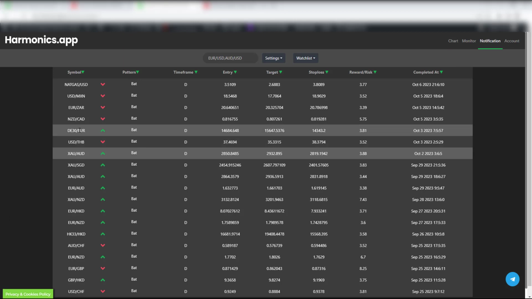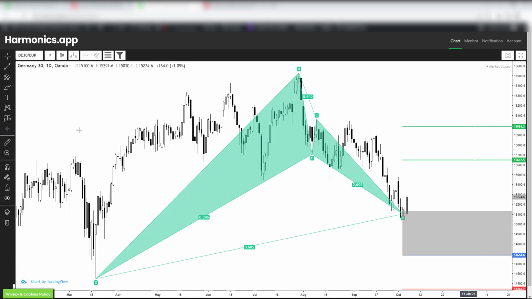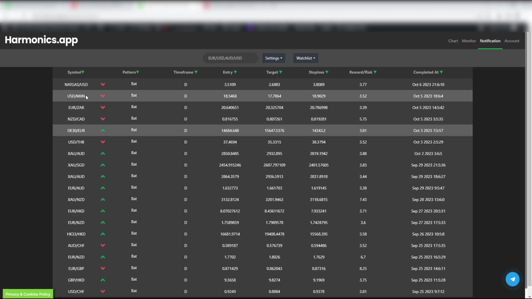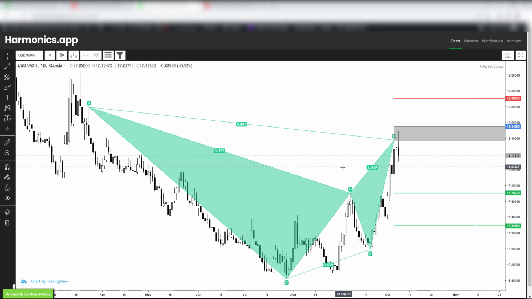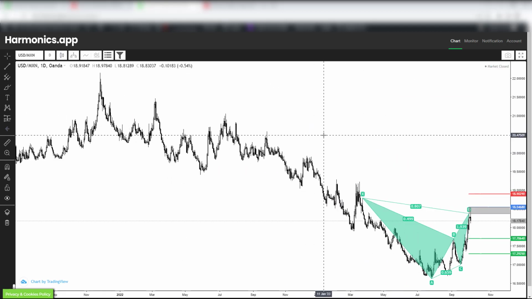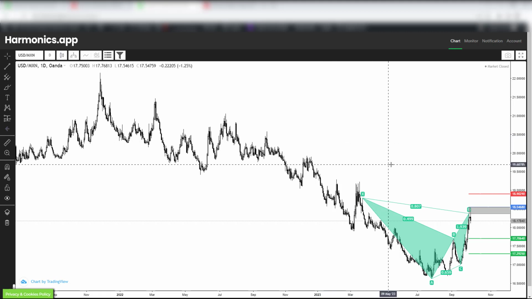So we have two of them, which are the German index, German 30 against euro, and we have here USD Mexican. So these are two bad patterns I would select and I would trade.